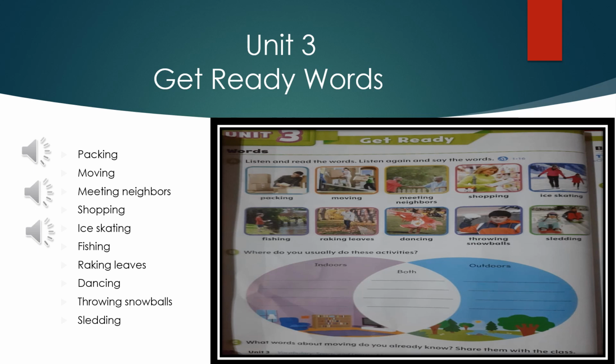Next is ice skating. What do you think? What is ice skating? Yes, it's basically a verb because it shows an action, and it means when you are moving on ice. You move on ice using special boots called skates, which have sharp pieces of metal on the bottom. That's what ice skating is. Next one is fishing. As you can see in the picture, the boy is fishing in the water.